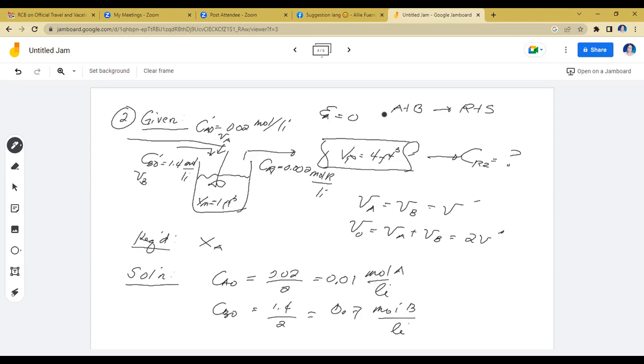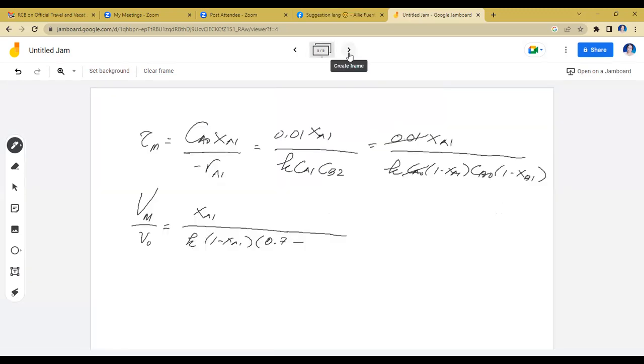Yes, miss. Okay. So if that is it, then you could see the CA0 XA will just be equal to CB0 XB. You no longer need to write it. So I can write here CA0 XA1. Your CA0 is 0.01 and I'll have here XA1. So that would be it.